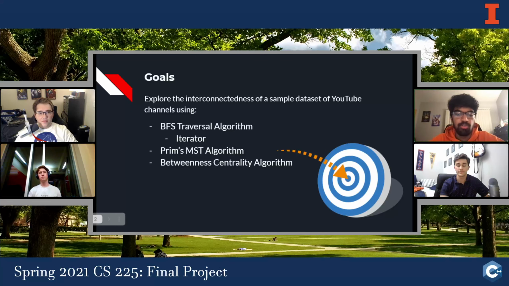So our goal for this project was to explore the interconnectedness of YouTube using a sample dataset from Stanford's SNAP database. Our three algorithms that we used were the BFS traversal algorithm, Prim's MST algorithm, and betweenness centrality algorithm. The BFS was used to iterate through all the vertices. Prim's was used to find the distances of users relative to other users, and the betweenness centrality was used to find the user with the most paths through it out of all the paths considered, showing the most central user out of the entire sample data set, and kind of just showing who our sample surrounds.